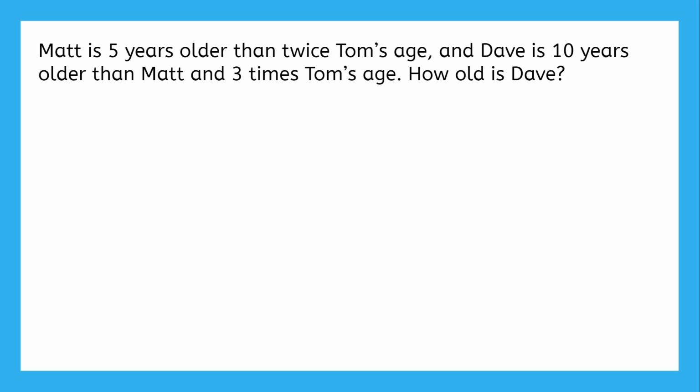Next, Matt is 5 years older than twice Tom's age, and Dave is 10 years older than Matt and 3 times Tom's age. How old is Dave? I'll allow you to try this last example on your own, but I'll give you a little guidance. The answer. Pause now and attempt the problem on your own, then unpause when you think you have it.